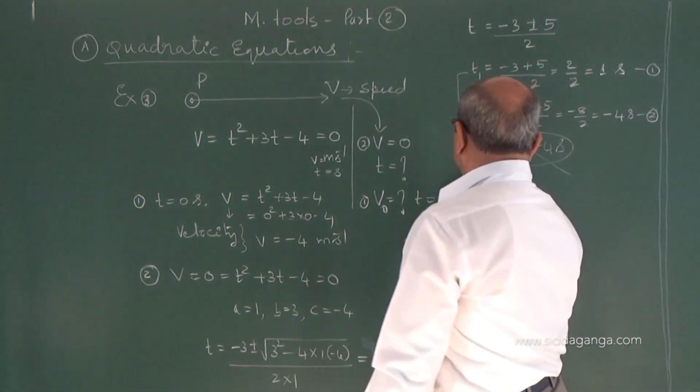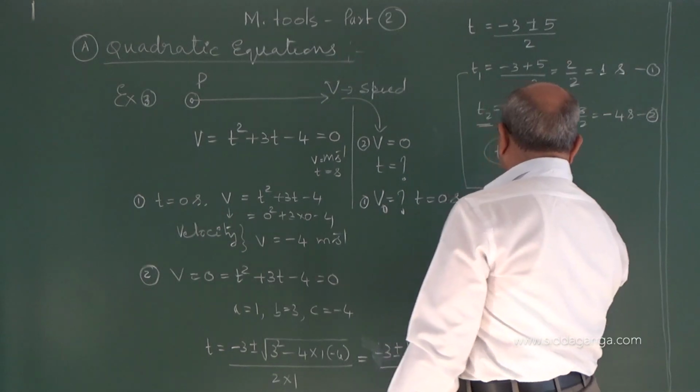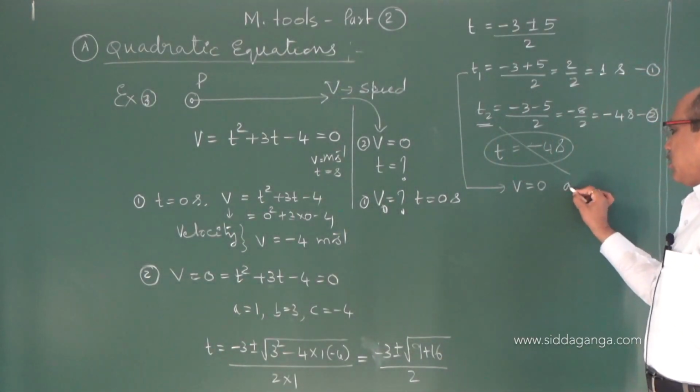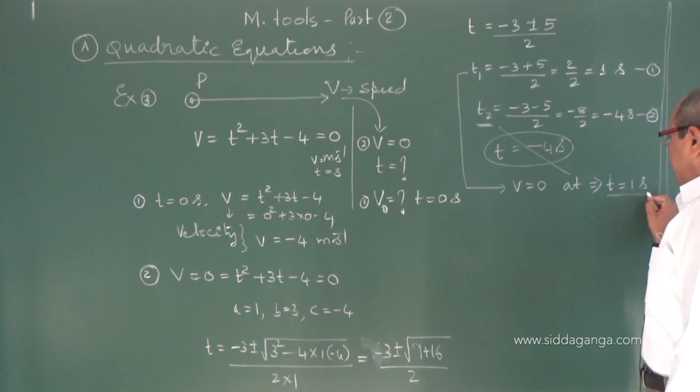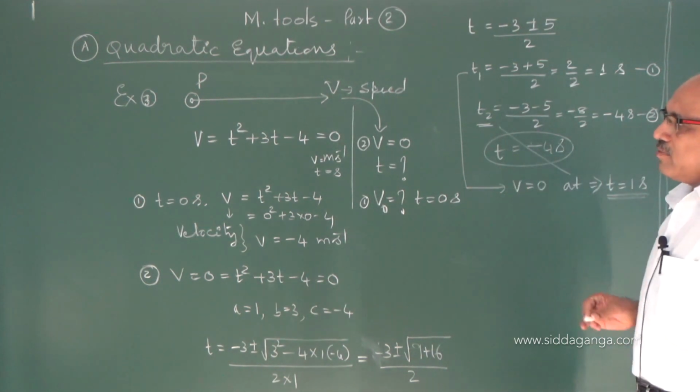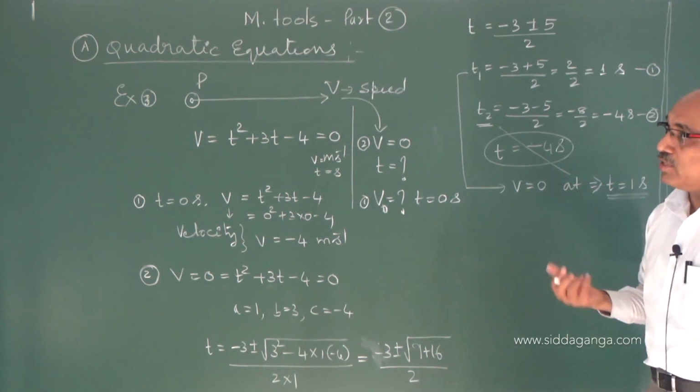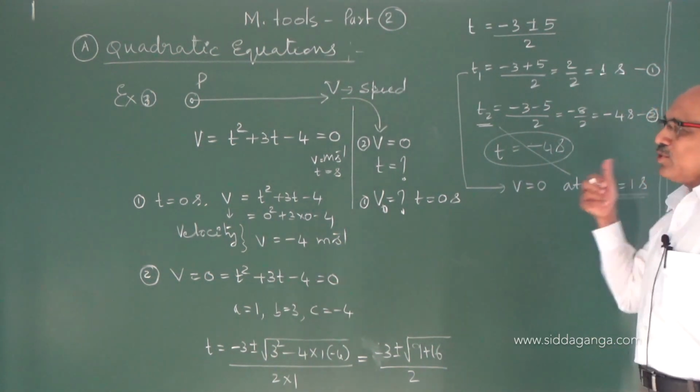At what time does it exactly become 0? V becomes 0 at t equal to 1 second. This is how we applied quadratic equation knowledge to get solutions in physics.